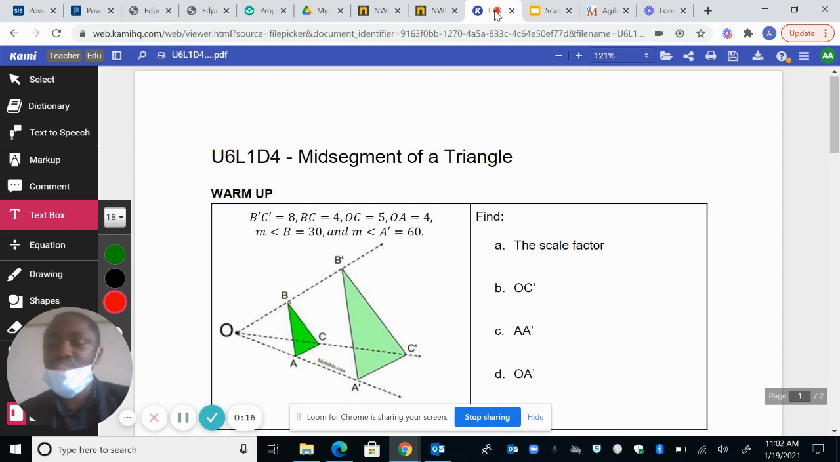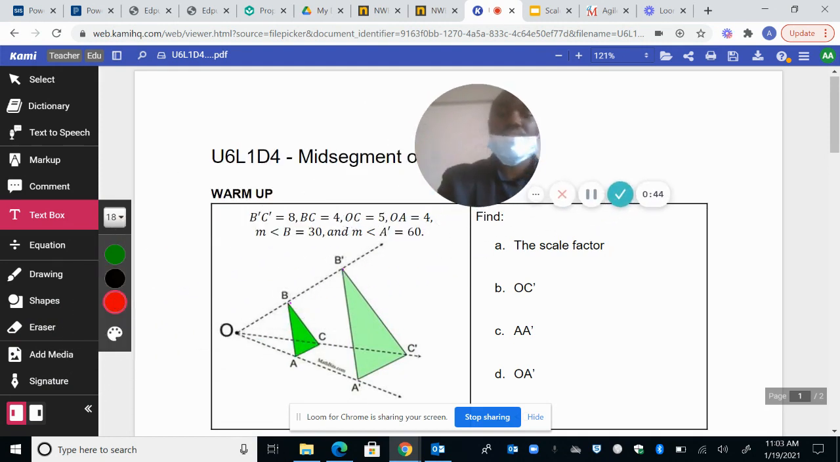The mid-segment of a triangle is a segment that passes through the two midpoints of the sides of a triangle. That mid-segment is always half of the opposite side, or the opposite side is always twice the mid-segment, and the mid-segment and the opposite side are always parallel. So we're going to go through what we've been studying so far from the beginning.